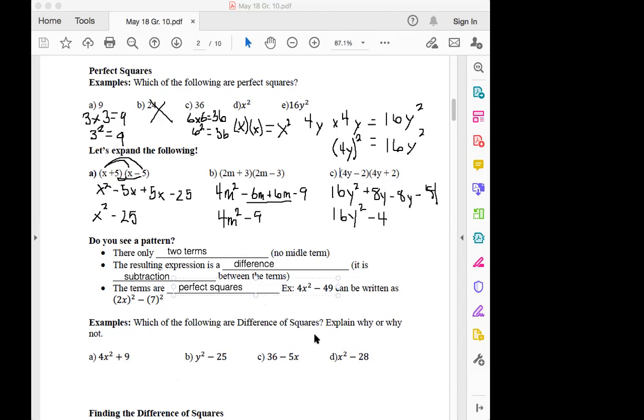Which of the following are difference of squares? Explain why or why not. For this first one, there's only two terms, so that's right. But it's not a subtraction between the two terms, so that means it's not a difference of squares. If we look at the second one, yes, there are two terms. There's a subtraction between the two. Both can be square rooted and get a right answer. So this one is a difference of squares.